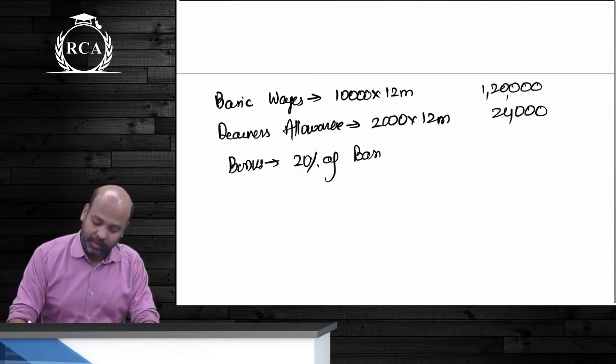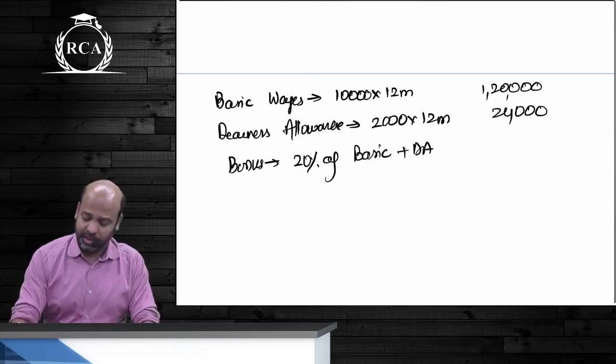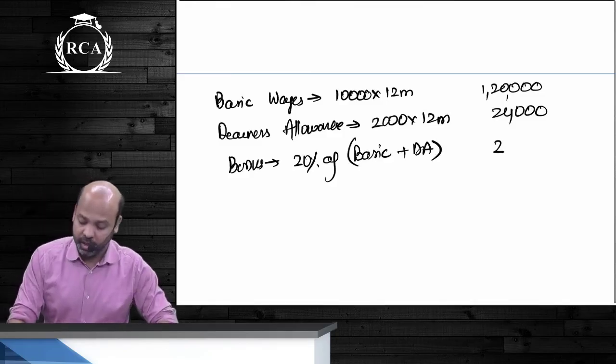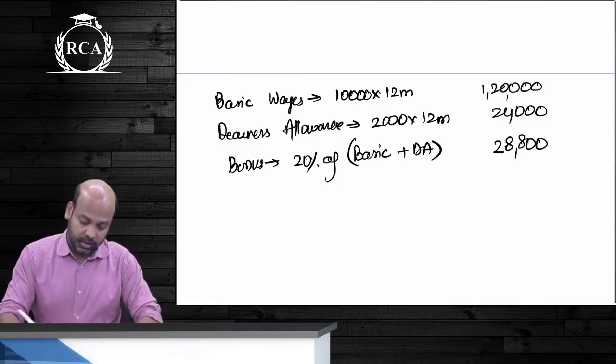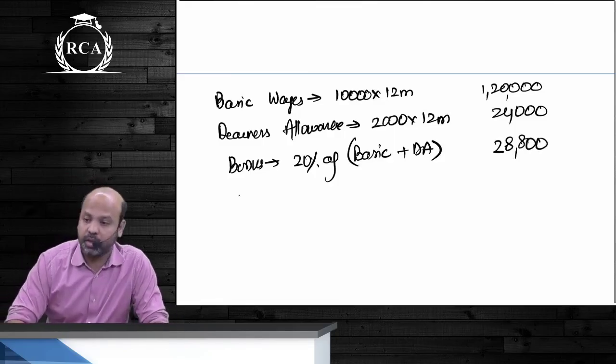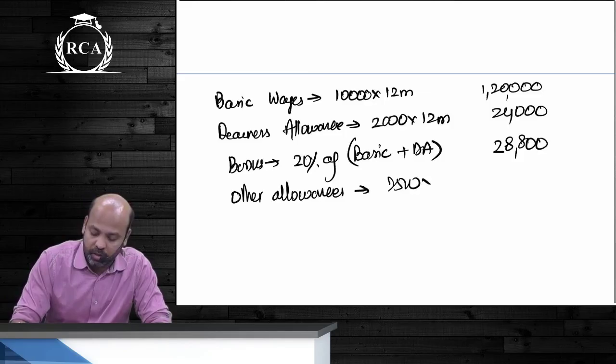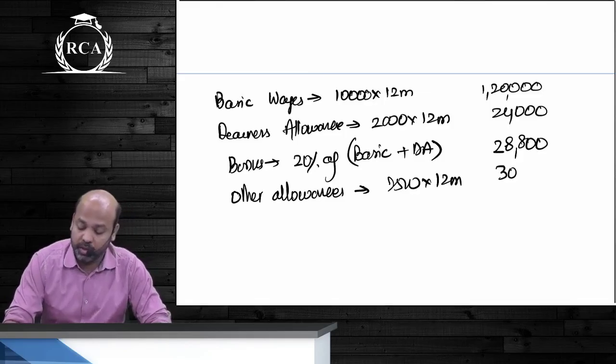20% of salary plus DA, मतलब basic plus DA. 1,44,000 का 20% बेटा, 28,800. Next, other allowances, 2,500 per month into 12 months, 30,000. बस हो गया ना?